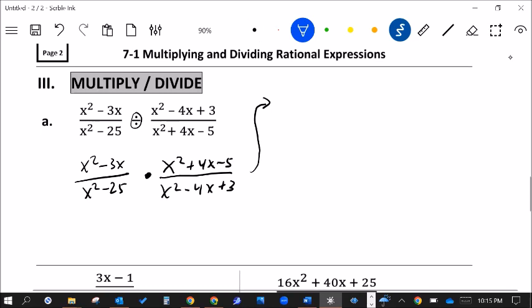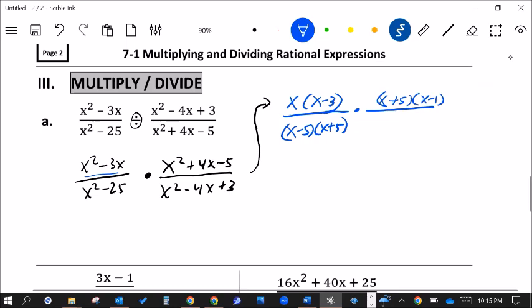So here we can take an x out, and we have x minus 3. On the bottom, it's a difference of 2 squares, x minus 5 and x plus 5. And because it's times, it's like the whole thing is one thing together. The top part of that, x squared plus 4x minus 5, okay, that one can be factored as, let's see, an x plus 5 and an x minus 1.